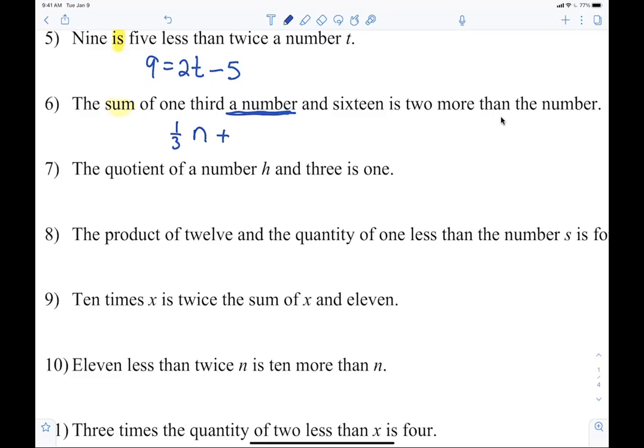So do you understand now that's how you write 1/3 a number? Yeah. And 16 is a number. So the sum of 1/3 a number and 16. So what comes next? Plus 16. "Is" means equals. Well, I really want you to say n plus 2 because it's 2 more than, right? Does it matter though for addition? No. But does it matter for subtraction? Big time, matters big.